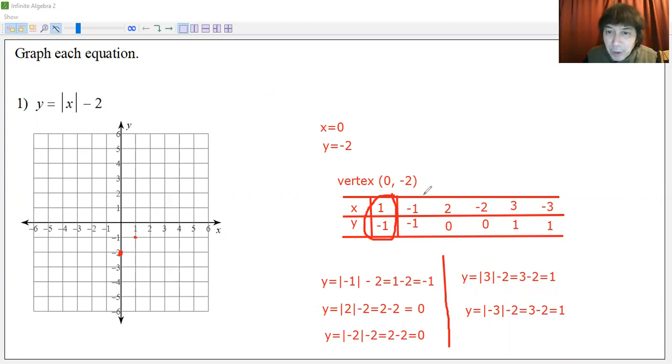The next point is negative 1, negative 1. That should be at the third quadrant over here. And then the next point is 2, 0. Our x is 2, our y is 0. So it's 2, 0. It's over here. There. And the next point is negative 2, 0. I'm talking about this one. Negative 2, 0 is right here.